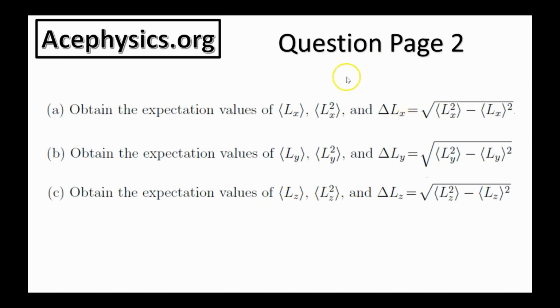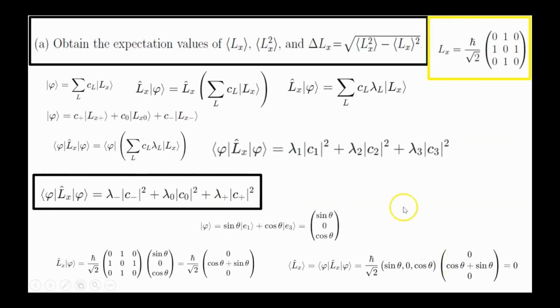The uncertainty in Lx quantifies the spread of possible outcomes around the average value of Lx. It shows how much the measurements vary and reflects the intrinsic quantum uncertainty in the system. Part A asks us to find these three quantities. Terrific! On this slide, I'm going to focus on finding the average value of Lx.